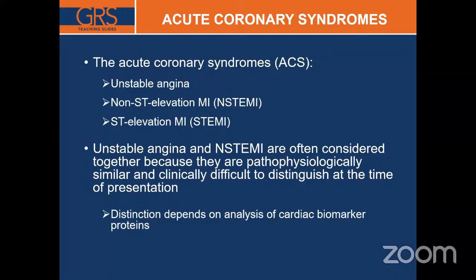The way that we can differentiate between unstable angina and non-STEMI is by measuring the cardiac biomarkers, measuring cardiac troponin. Cardiac troponin is elevated in non-STEMI, and in unstable angina it is normal. Okay, and all of them present with chest pain. How do we differentiate between unstable angina and stable angina? In unstable angina, chest pain occurs at rest, while in stable angina it occurs with exertion.